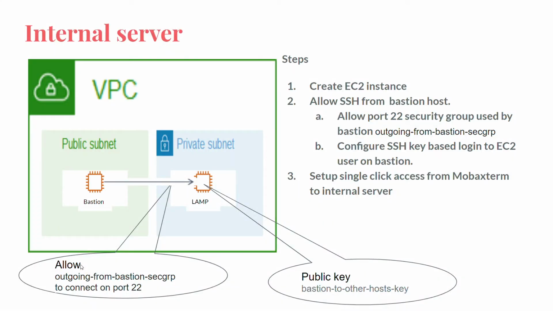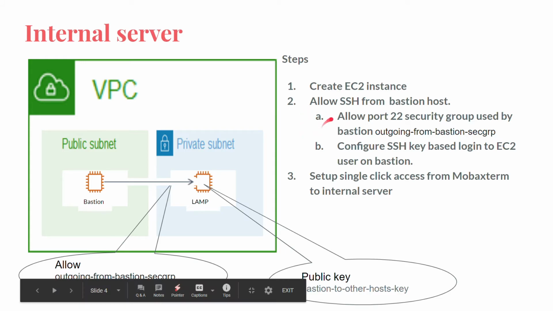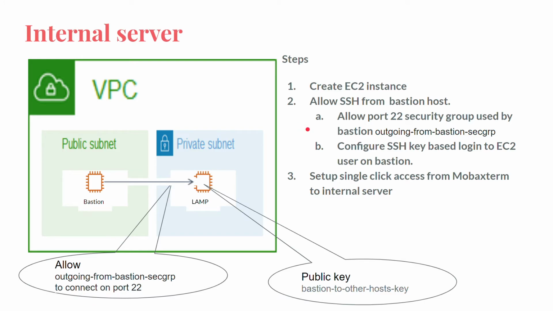Next step after configuring the Bastion host is to create an internal server. So let's create an internal server where we will allow SSH from the Bastion host. To configure this, we need to allow port 22 from the security group that we had assigned to the Bastion host, that is outgoing from Bastion security group. Next, we need to configure SSH key-based login to the EC2 user on the Bastion host. Finally, we can set up single-click access from MobaXterm to the internal server.